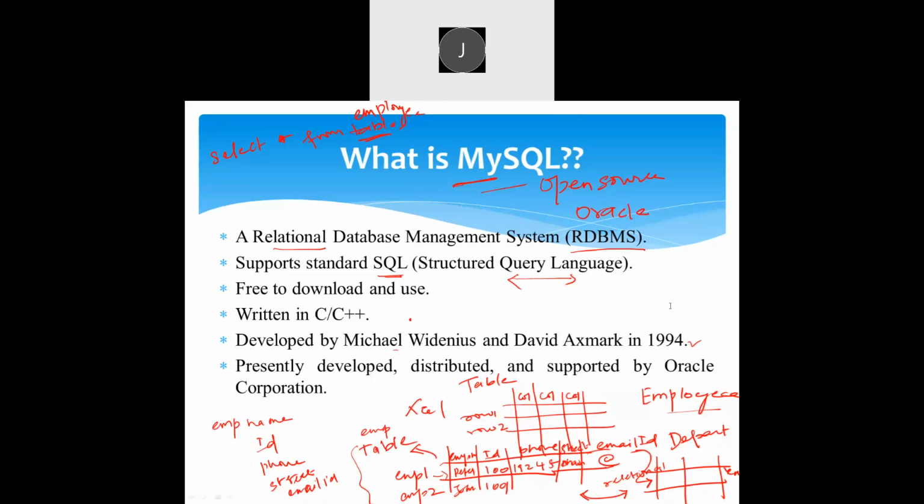It is nothing, okay? It is just some information that when this person, Michael Widenius, was developing this MySQL, he gave the name of his daughter. This is his daughter's name. That's what he just did.